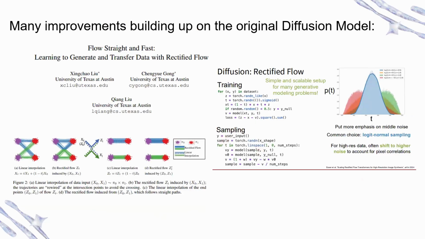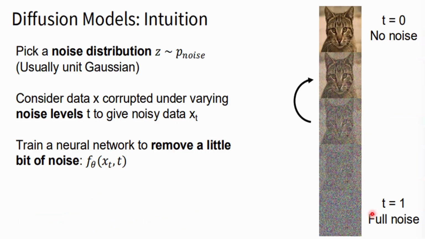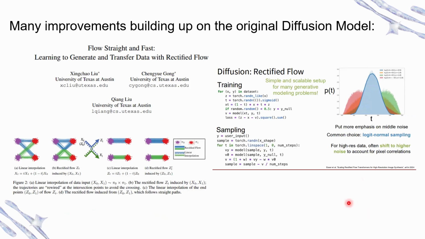Ever since the diffusion model came out, I'm not sure exactly when, but I think about 2021, it's been a really exciting idea and there have been many improvements built on the original diffusion models. In particular, a really popular technique is rectified flow, which reframes diffusion as learning a velocity field that directly transports the noise into the data using a simpler path.